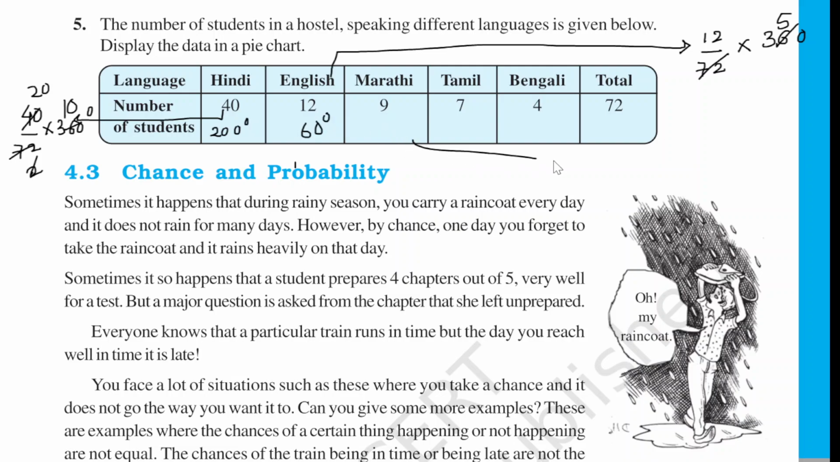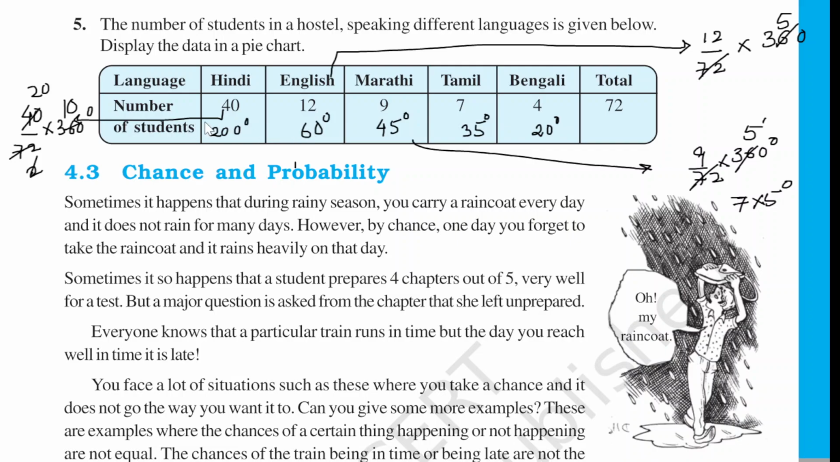For Marathi, we will get 9 by 72 into 360 degrees. So 5 times, and it is going to be 9 fives, 45 degrees. For Tamil, simply 7 into 5 degrees, so we will get 35 degrees. And for Bengali, 4 into 5 degrees, that is 20 degrees. So this is how we will get the central angles.